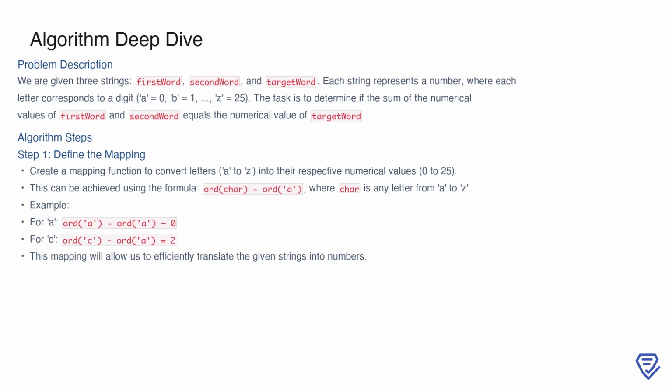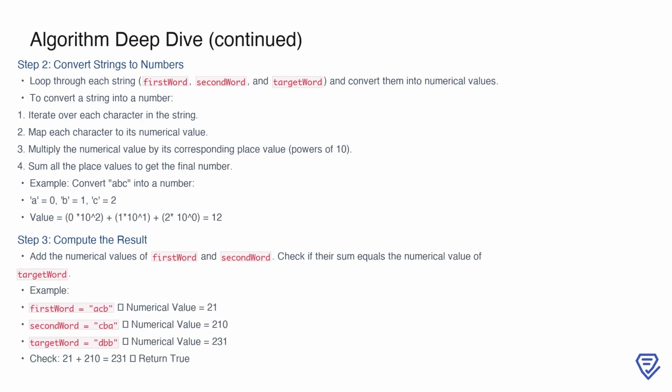This function will translate any character from A to Z into its corresponding numerical value using the formula ord(char) - ord('a'). For example, A becomes 0 since ord('a') - ord('a') equals 0, and C becomes 2 because ord('c') - ord('a') equals 2. This mapping is a fundamental part of the solution since it allows us to efficiently convert the letters in the words into their numerical equivalents, which we can then use for arithmetic operations. After defining the mapping, the next step is to convert each string into its corresponding numerical value.